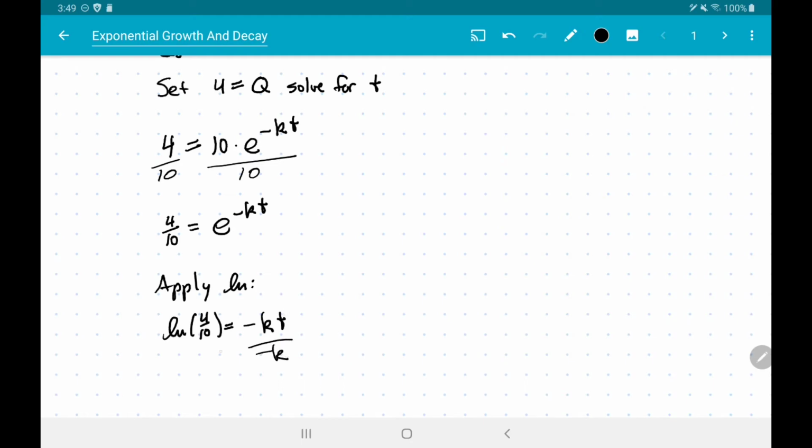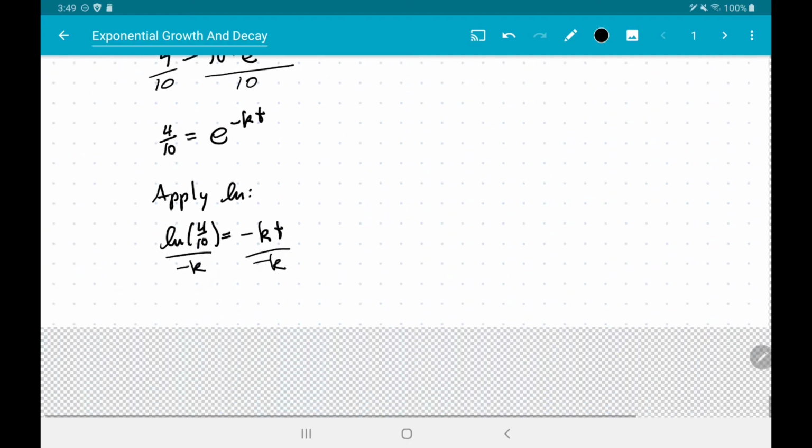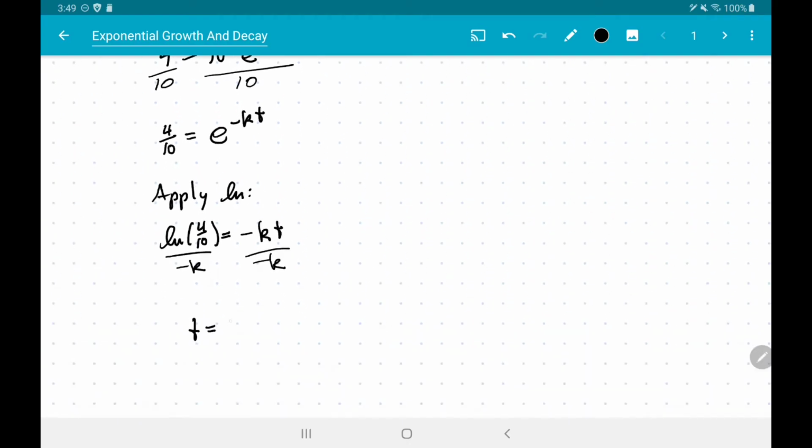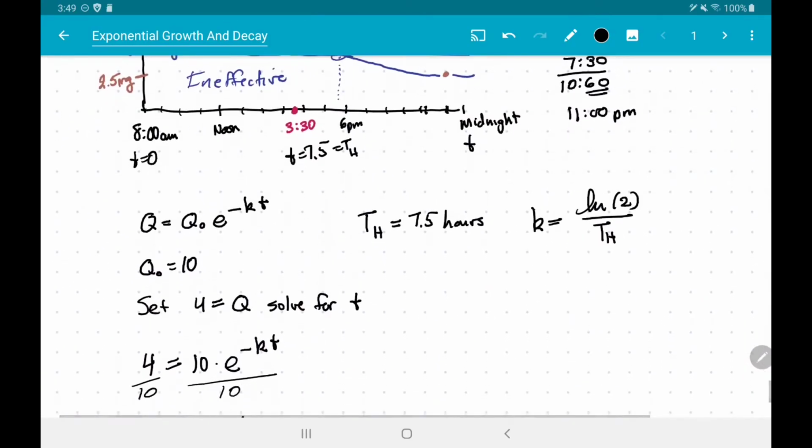Let's divide by negative k. So that leaves us with t equals ln of 4/10 divided by negative k. So once we've calculated k, we can use this to get the time that we are trying to solve for. Okay, so let's go back up here and return to the calculator.